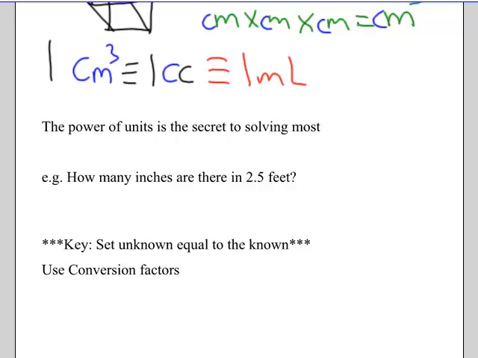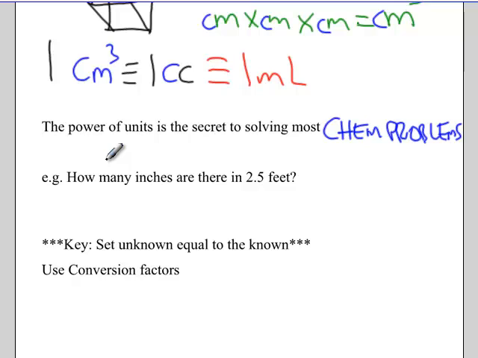Now, I said at the beginning that chapter 2 is probably the most important chapter, and the next topic we're going to do is the most important part of the most important chapter. The power of units is the secret to solving almost all of the chemistry problems that you're going to have in this class. So we're going to talk a lot about doing problems, doing calculations.